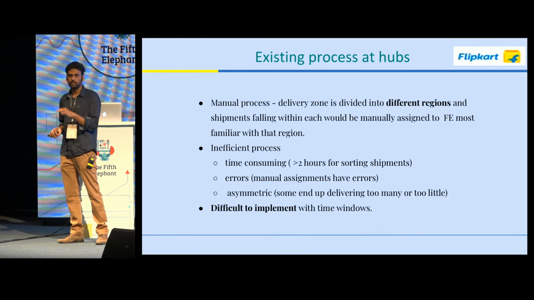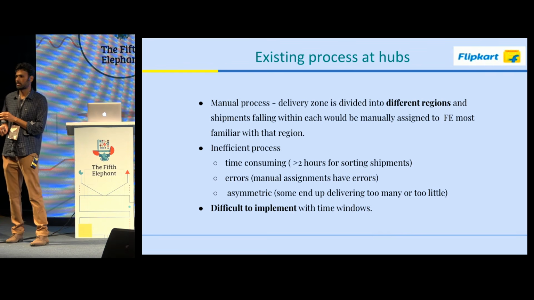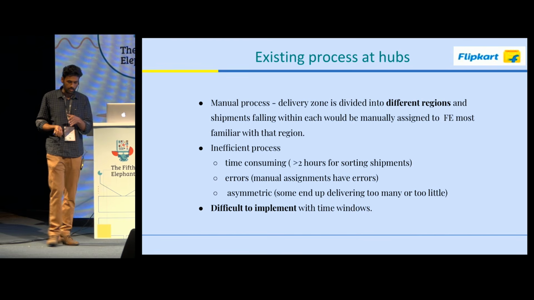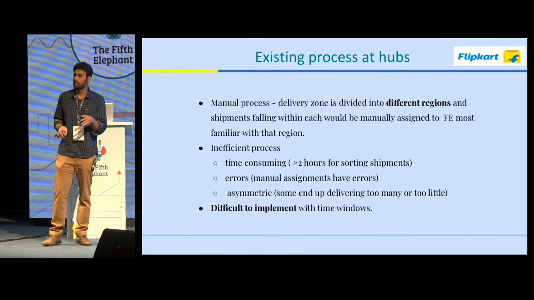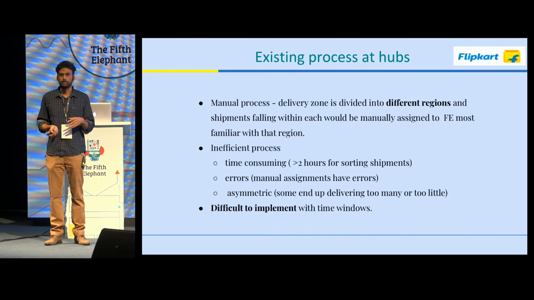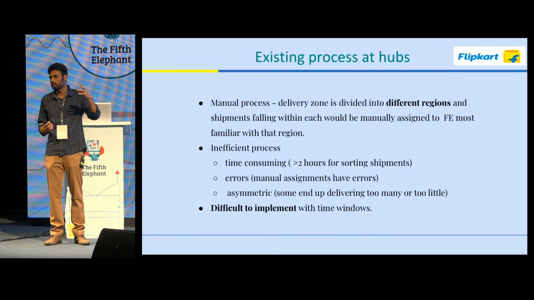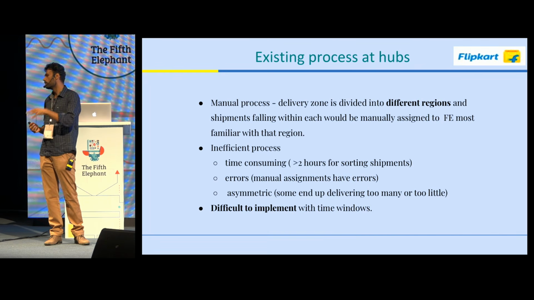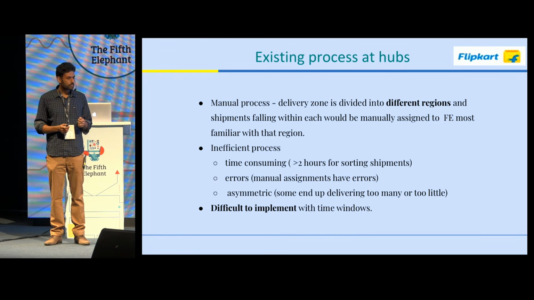Now, clearly, this is an inefficient process. One, it takes time to sort these shipments into these different regions. Two, you can have wrong assignments to FEs. And three, you could have, and in fact do have, an asymmetric assignment. That is, some of them end up getting too many shipments and some of them getting too few. So we want to do something about it.